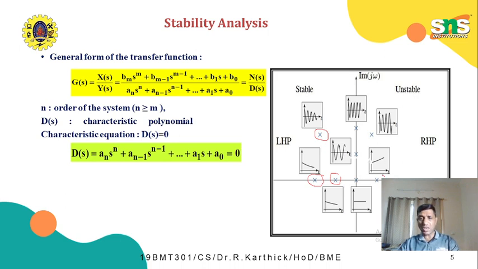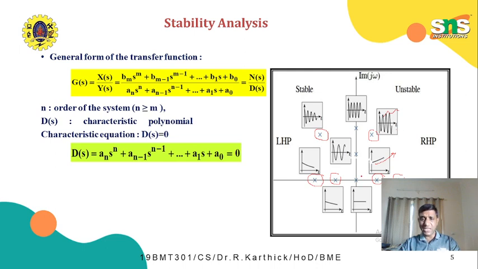Similarly, when the roots are lying on the right half of the S-plane, you can see the output is unbounded; it is never going to settle down. Here you can see the oscillations are growing in nature. So the output is unbounded, and therefore such a system is an unstable system. So if the roots of the characteristic equation lie on the right half of the S-plane, the system is said to be an unstable system.